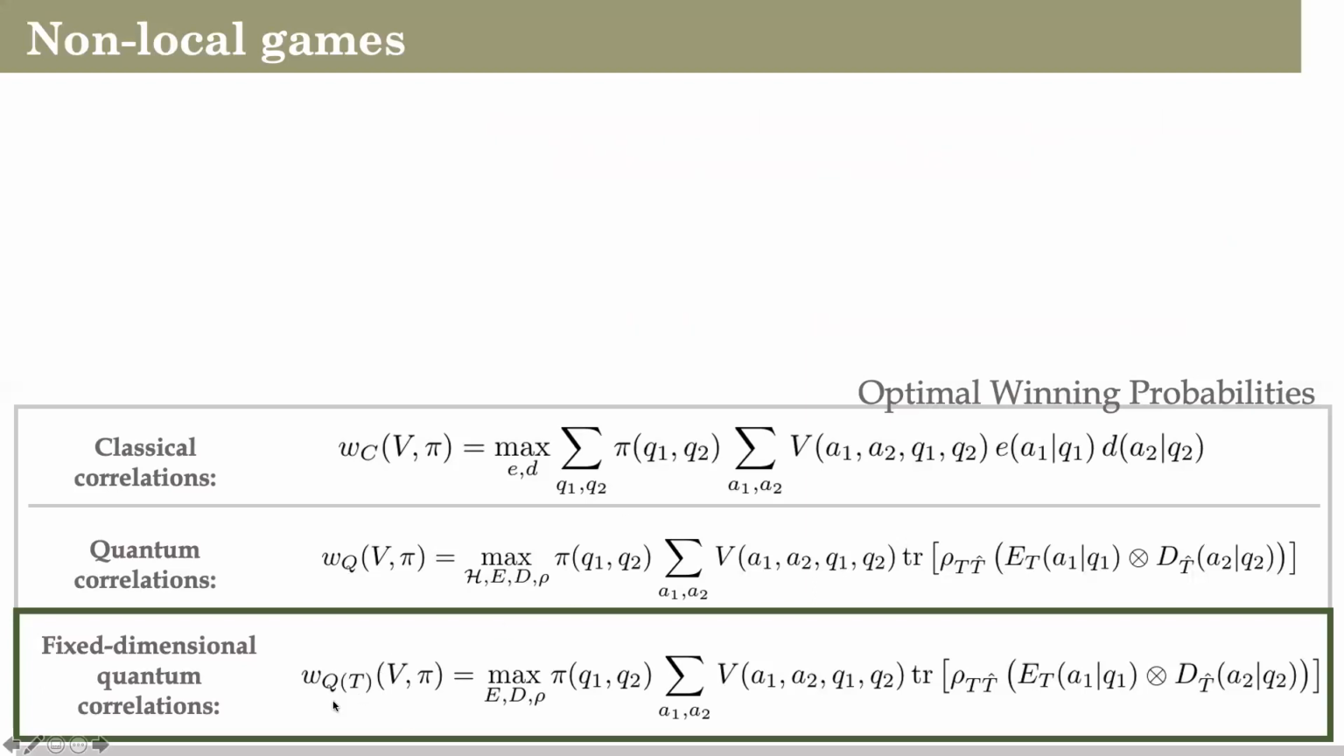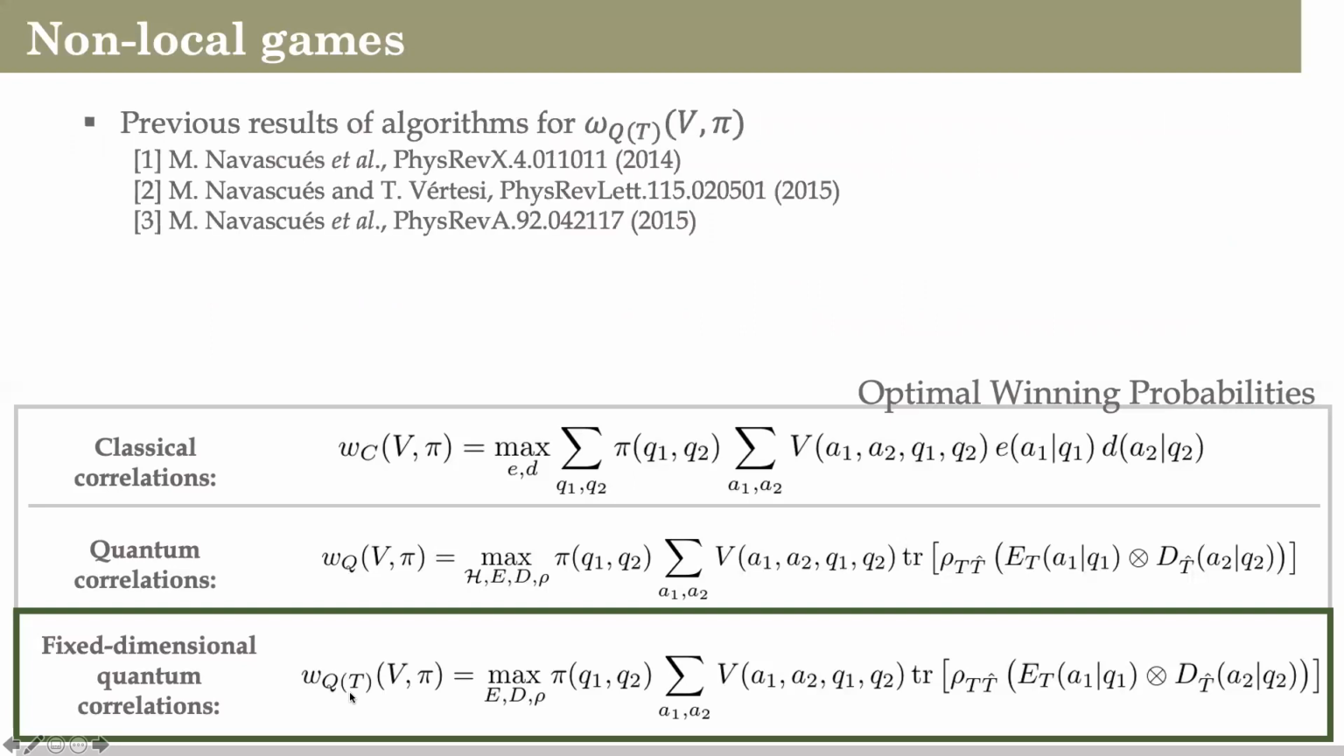So for this bounded dimensional case, a few semi-definite programming upper bounds have been derived, and some of them demonstrated good performance for some example non-local games of interest. However, the best known worst-case runtime guarantee of these algorithms is exponential in the size of the non-local games, and in general, the computational complexity of calculating omega qt is not well studied.